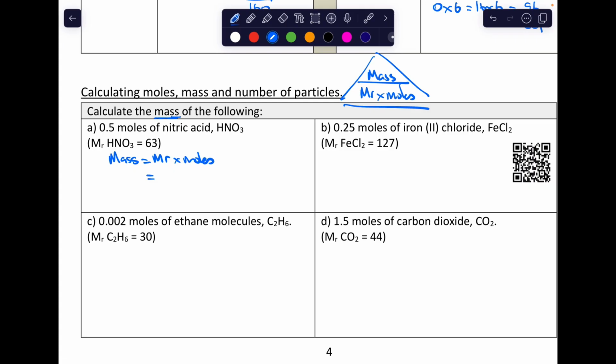The Mr in this case, we're told here, is 63. That's the mass of the formula. And the question is 0.5 moles. So we've got 63 times 0.5, which is going to be 31.5. And that is going to be grams of substance. Again, do the same working out and then check the answers in the next section of the video.